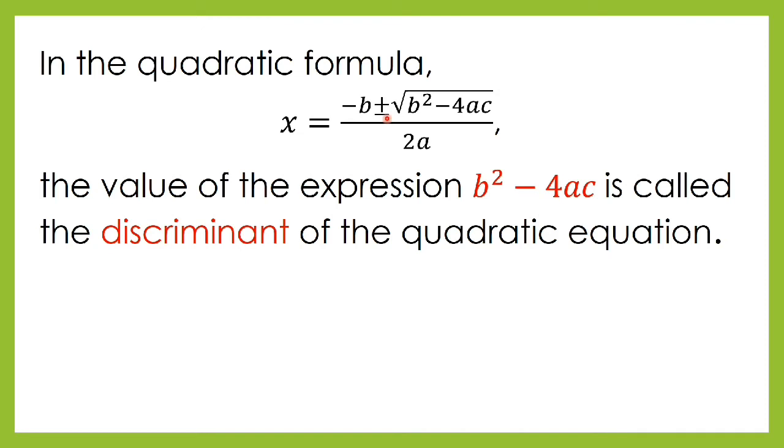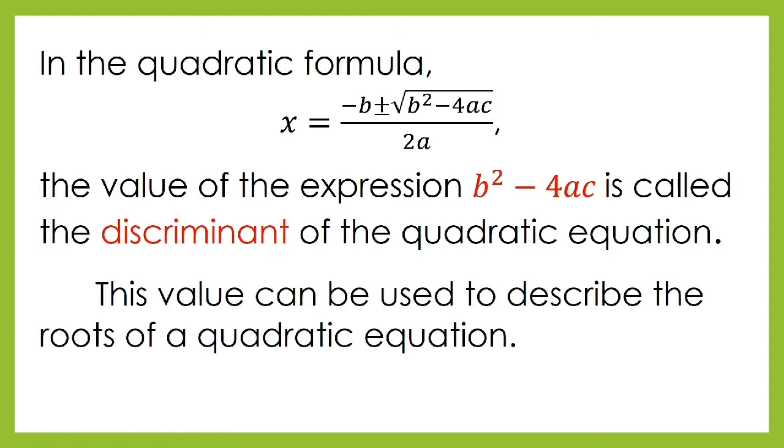Remember, dito sa ating quadratic formula, ang nasa loob ng square root ay b squared minus 4ac. Ang value na to ay tinatawag na discriminant. This value can be used to describe the roots of a quadratic equation. Kapag alam natin ang discriminant, madidescribe natin ang roots ng quadratic equation.